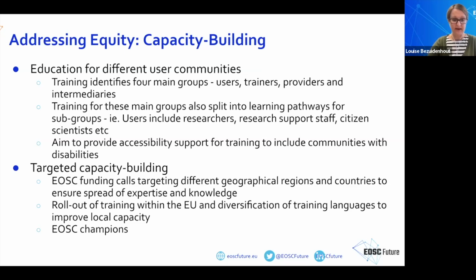There's also targeted capacity building. So EOSC funding calls targeting different geographical regions and countries to ensure the spread of expertise and knowledge. So many of the EOSC projects will be working with a subsection of EU countries in order to build capacity within these regions. There's also a rollout of training within the EU and a diversification of training languages to improve local capacity. And we've seen the advent of the EOSC champions, which are trying to build momentum and raise awareness within their own national context and their own regional and disciplinary contexts.